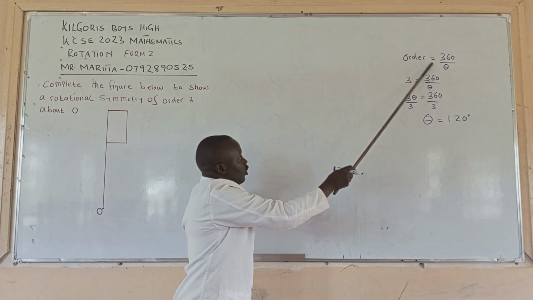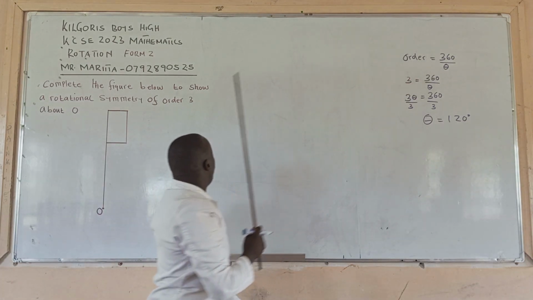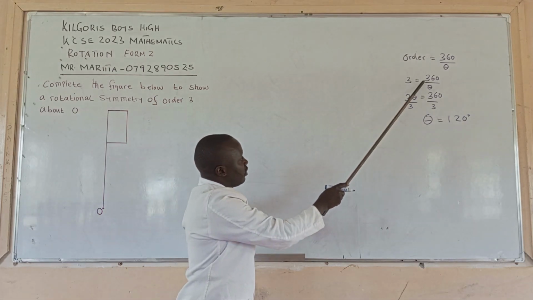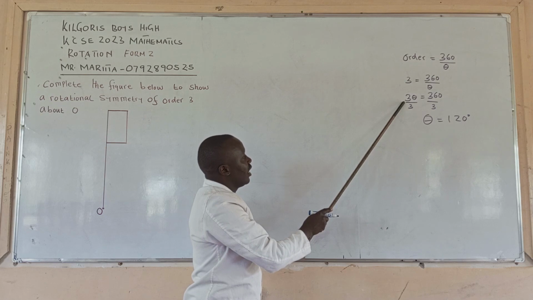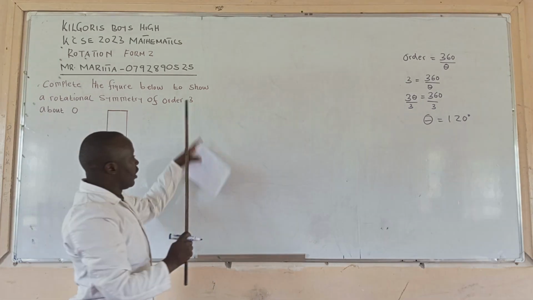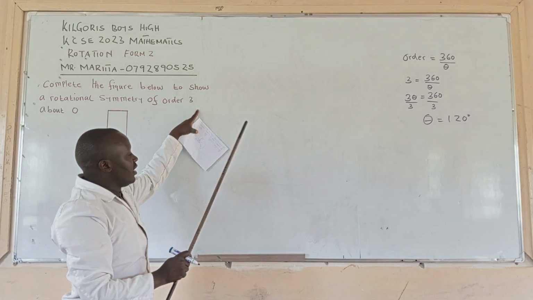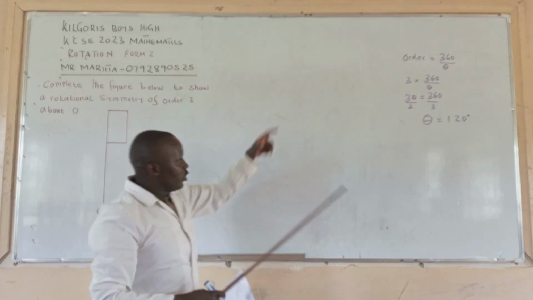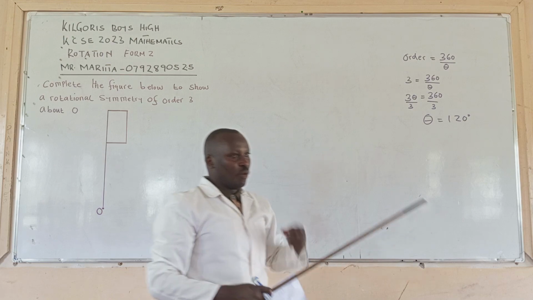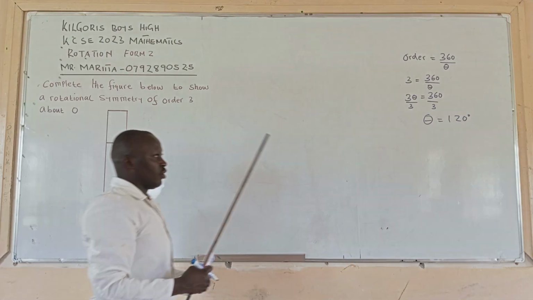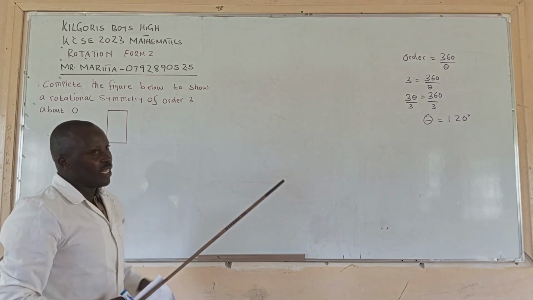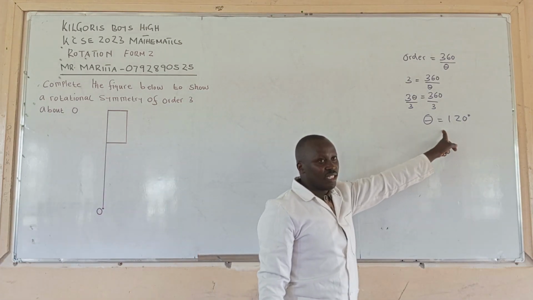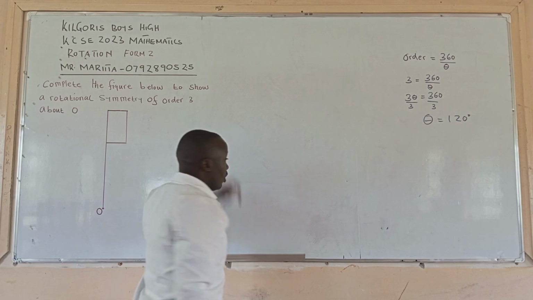So how do you get the order? The order is 360 over theta. If we have order 2, then 2 theta equals 360. If we have order 4, you take 360 divided by 4. That is how you are supposed to get the order. Most students failed at this question. Now, once you have identified the angle as 120 degrees, you can come and draw the figure.